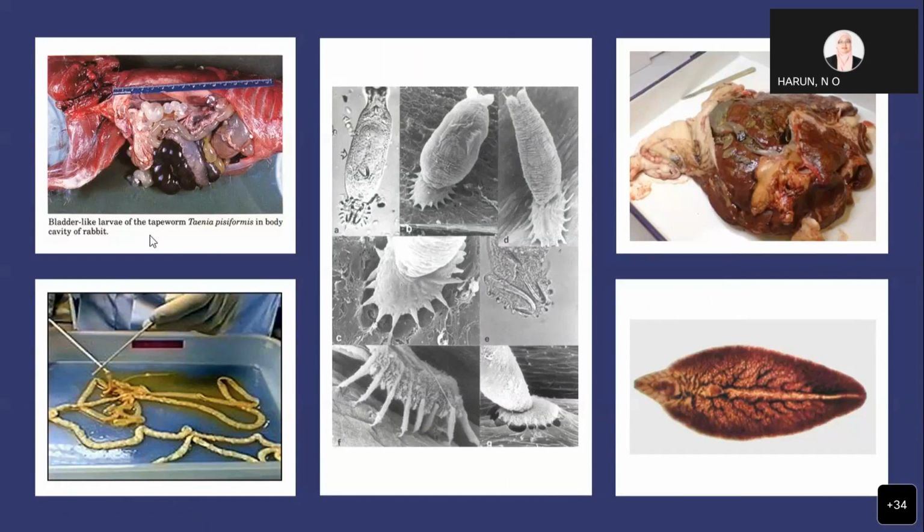This is the bladder-like larvae of the tapeworm. Okay. Dia macam bladder, you nampak kan? Tapi it's actually the tapeworm, iaitu Taenia pisiformis in body cavity of a rabbit. You nampak ni. So once this kind of tapeworm starts to get into your body ataupun any vertebrate animal, they will harm because at the same time dia adalah parasites, and knowing the parasites' characteristic, they are looking for food from their host.